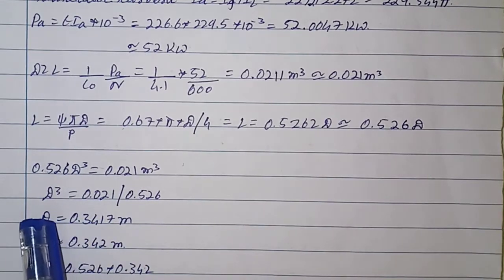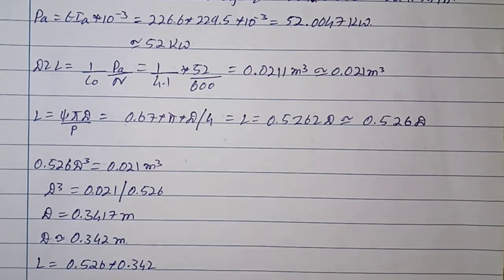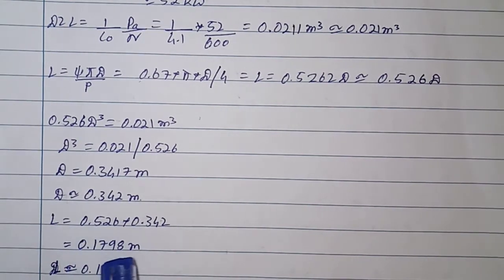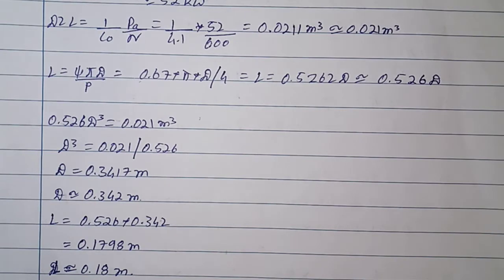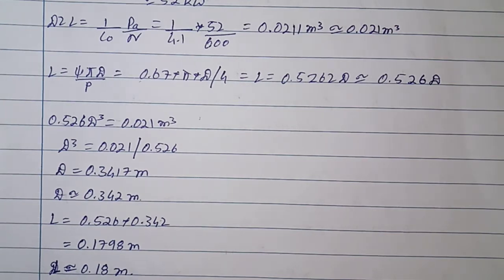When we solve it, we get D to be 0.3417 meter, so we are approximating it to 0.342 meter. And L, which is 0.526 times D, so 0.526 into 0.342, is 0.1798 meter, so L is approximated to 0.18 meter. So D is 0.342 meter and L, the length, is 0.18 meter.